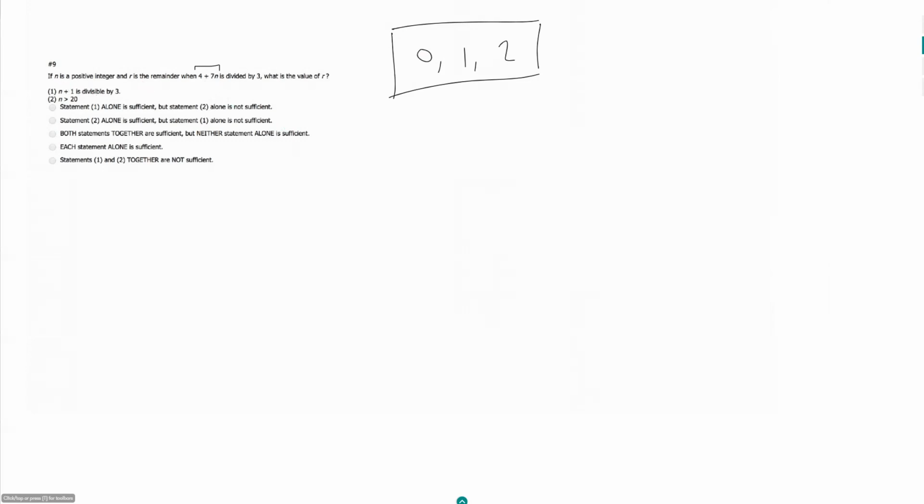We know that n has to be a positive integer. And so if we try just testing some values for 4 plus 7n, maybe that tells us something. If n is equal to 1, 4 plus 7 is just 11. If n is equal to 2, we get 4 plus 14, which is 18. So we're just adding 7 every time. So these are possible values for 4 plus 7n. And so what is the remainder when we divide by 3 for each of these?